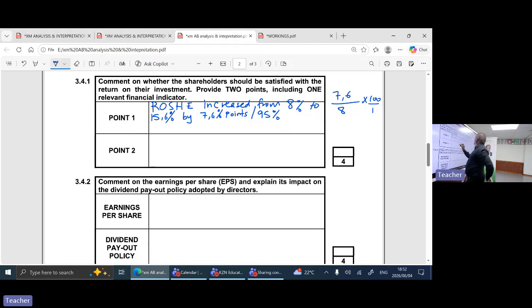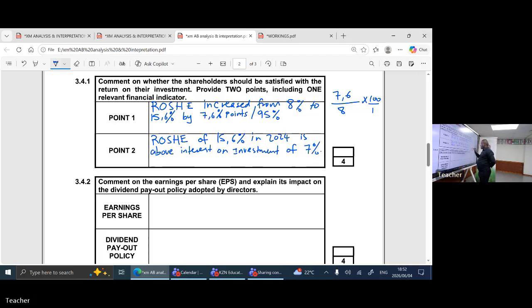Then you mention here: ROSHE of 15.6% in 2024 is above interest on investment. When you mention interest on investment, you must state it. Interest on investment of 7%. Therefore, shareholders will be satisfied.